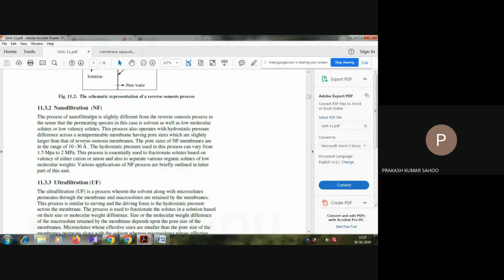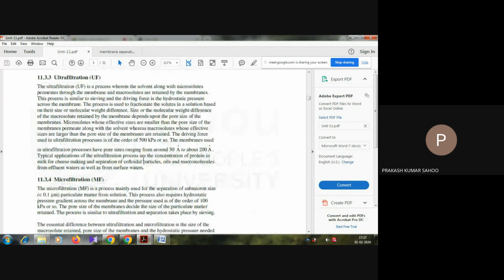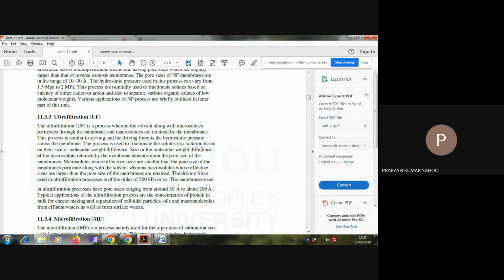The next is nanofiltration, where the pore size is in the nano scale, very minute. The pore size is 10 to 30 angstrom, and here the pressure used is 1.5 to 2 MPa. Generally, organic solutes of low molecular weights get separated by this process. This is nanofiltration. What is ultrafiltration? In ultrafiltration, the pore size is 30 angstrom to 200 angstrom.